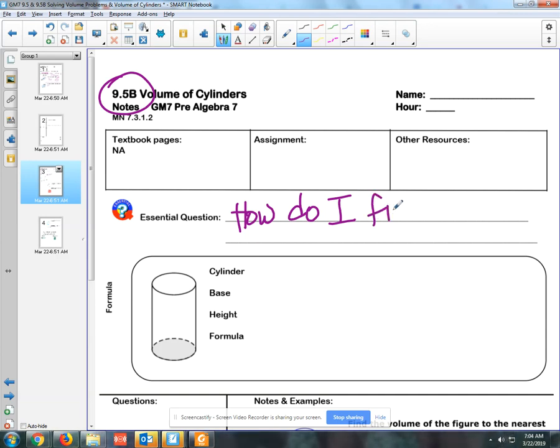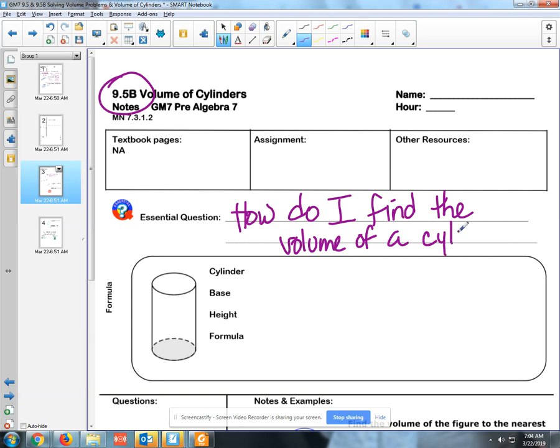How do I find the volume of a cylinder? That is what we're after today. And remember, we defined a cylinder as a 3D object. Its two bases are circles.